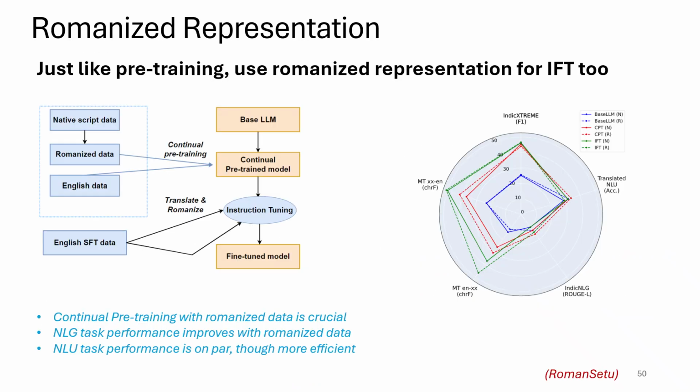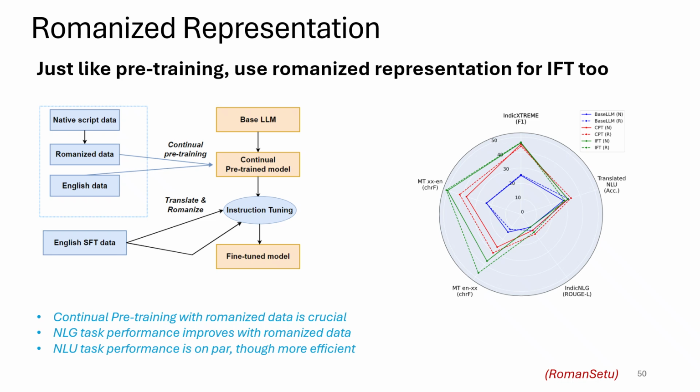Now, if you want to work with Romanized representation, as we saw, Romanized representation is better aligned than the native script. So then, just like pre-training, we can convert all our IFT data into Romanized representation and instruction fine-tune with Romanized data. So in this case, your English IFT data would be translated as well as Romanized before doing the fine-tuning. So here, the results show that continual pre-training with Romanized data is first crucial before you do instruction fine-tuning with Romanized data.